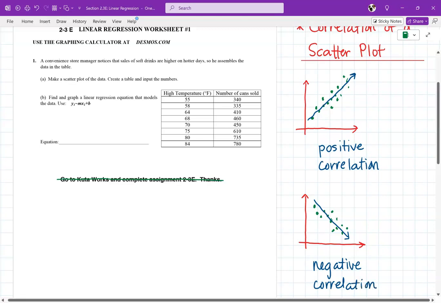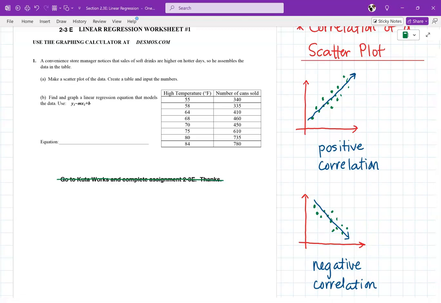Currently, I do have a negative correlation going on in my life. My kids are both in college, so the money in the bank is going down. Different amounts all the time. Okay, so negative correlations, things are trending downwards. Positive correlation, things trend upwards.